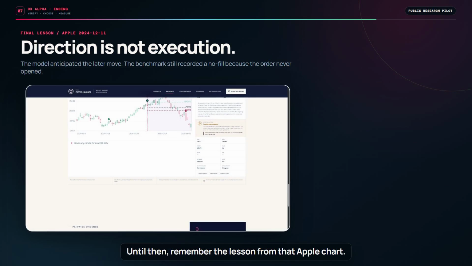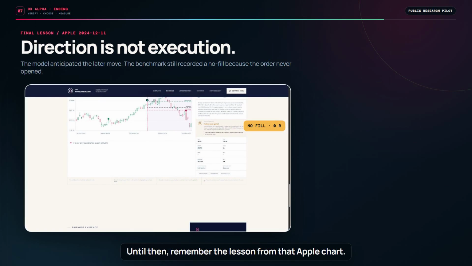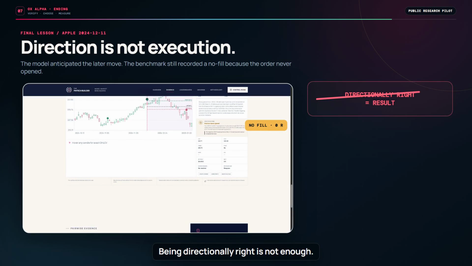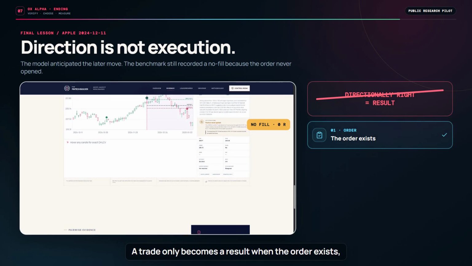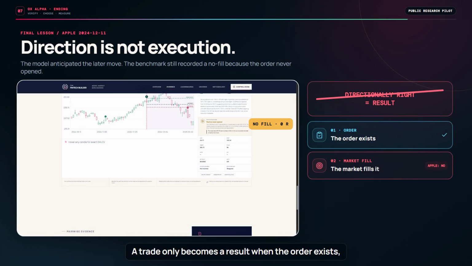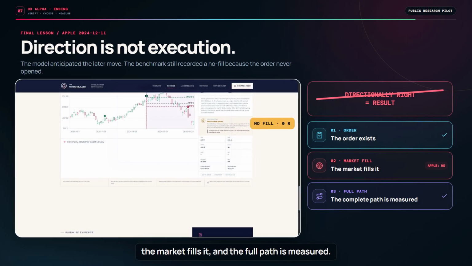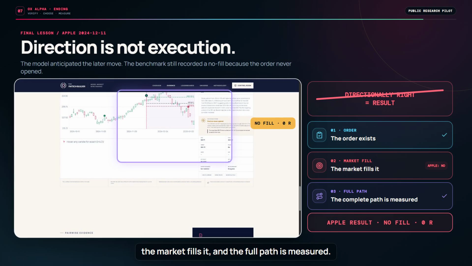Until then, remember the lesson from that Apple chart. Being directionally right is not enough. A trade only becomes a result when the order exists, the market fills it, and the full path is measured.